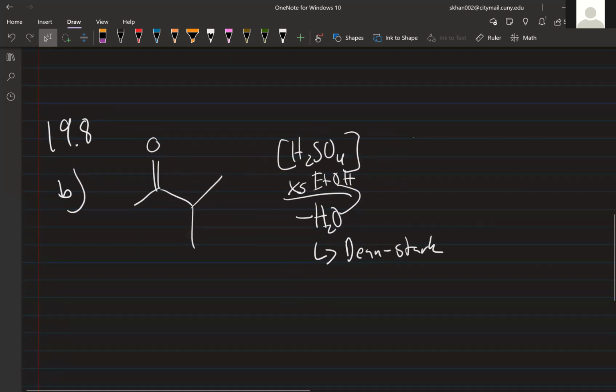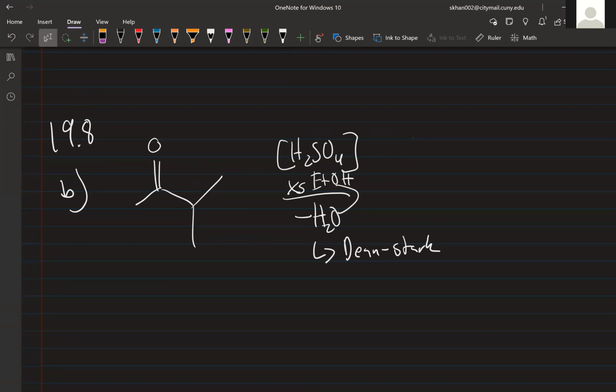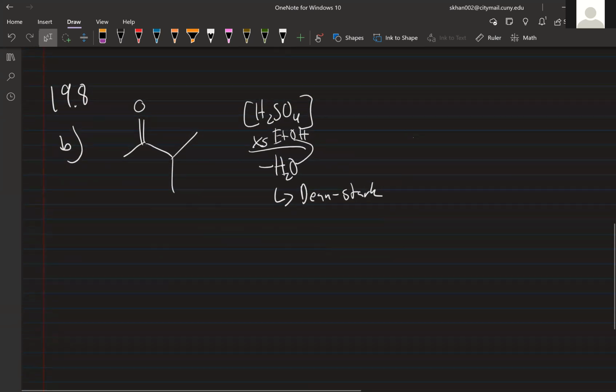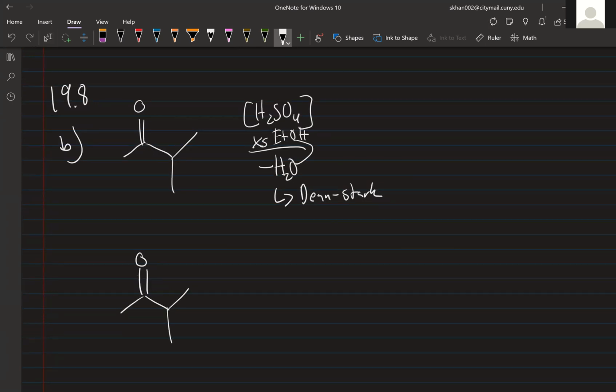So okay, let's start off with this process here. It's going to be a long mechanism. We're going to be doing a bunch of these. So start with our carbonyl down here again. So our first step is going to be what? Protonation, right? So H plus there.